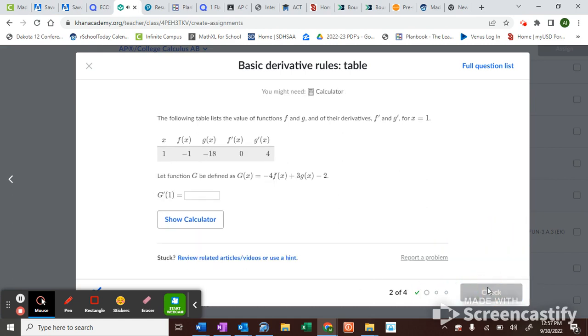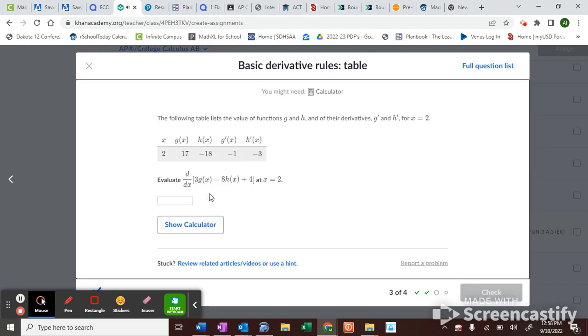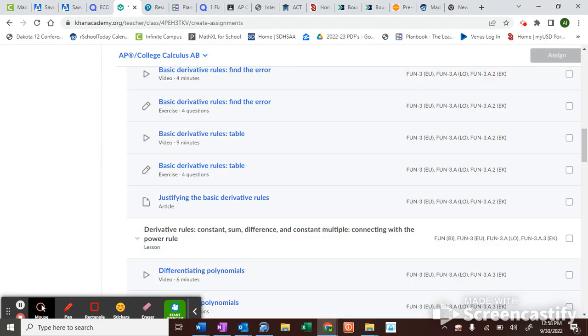Good work, people. Okay. And so, what's the first derivative at 1 of this? Well, you take negative 4 times the first derivative, which is 0. 3 times the first derivative, which is 12. And then the first derivative of 2 is 0, so it should be just 12, right? Okay. So you're good with that, right? You can do that. So that's the other section of questions that we're doing today.